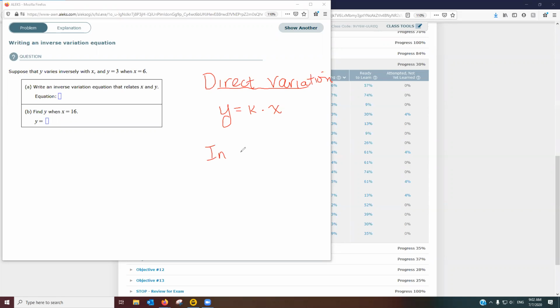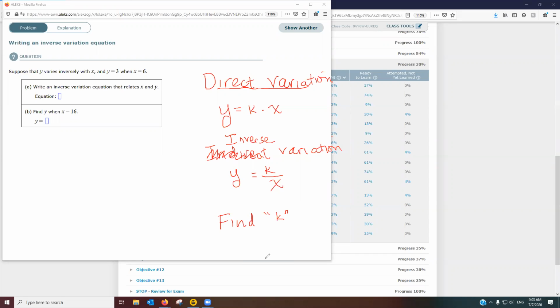Indirect variation is when one quantity is increasing, another quantity is decreasing. And we write that as y equals k over x. An example of this might be, as the age of your car increases, its value decreases. So those two quantities are moving in opposite directions. Okay, excuse me, I'm going to say inverse variation here. Sometimes we say indirect, but I'm going to say inverse to match what ALEKS says. All right, now in these equations, you need to find k. K is called a constant of proportionality. We need to find k.